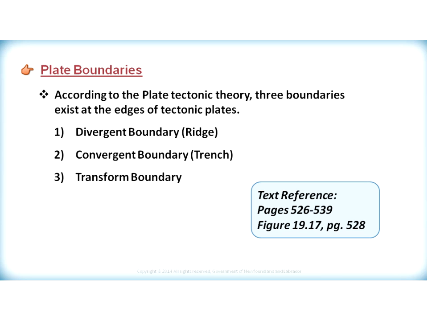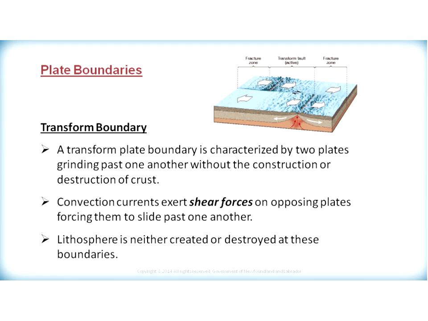When we look at plate boundaries, according to the plate tectonic theory, three different boundaries exist at the edges of tectonic plates. One being a divergent boundary, which is also called a ridge. Number two being a convergent boundary, which is also referred to as a trench or subduction zone. And number three is a transform boundary. Information on these different types of plate boundaries can be seen in your text on pages 526 to 539, and also you can look at Figure 19.17 on page 528 to see the location of these boundaries in relation to the world.